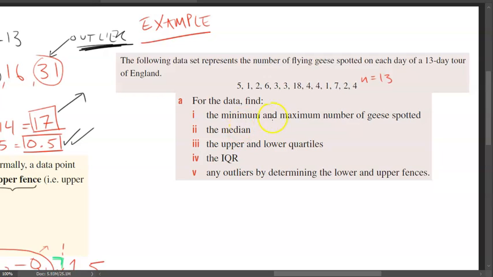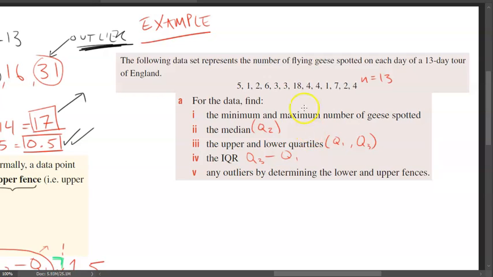For the data, we're going to find the minimum and the maximum number of geese spotted, the median, also known as Q2, the upper and lower quartiles, that is Q1 and Q3, the IQR, which is Q3 take Q1, and any outliers by determining the lower and upper fences.